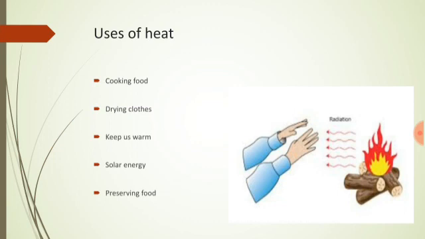Like for cooking food, we can use heat. Heat is used for drying clothes, and heat keeps us warm. Solar energy is a kind of heat. For preserving food, heat is used.